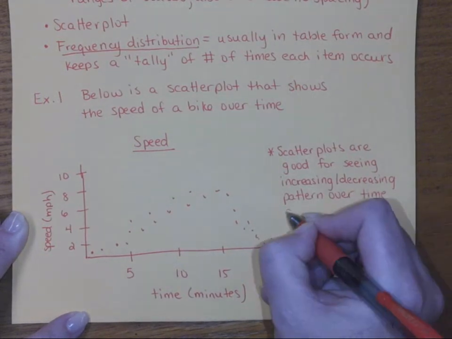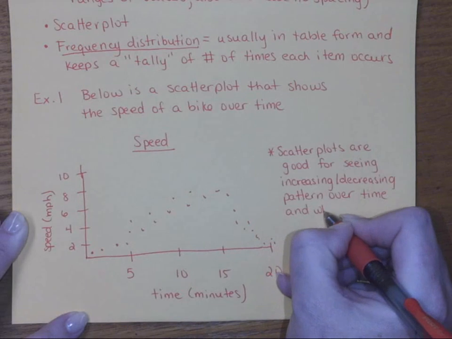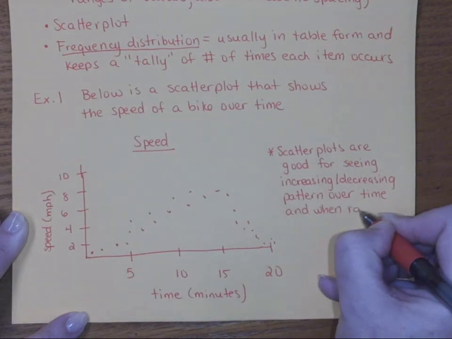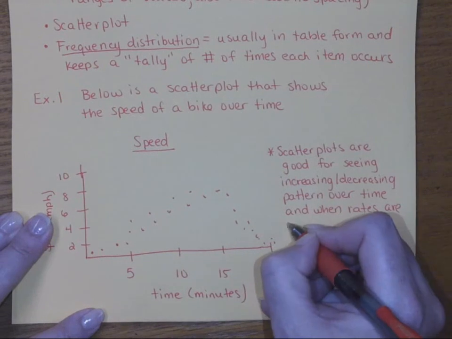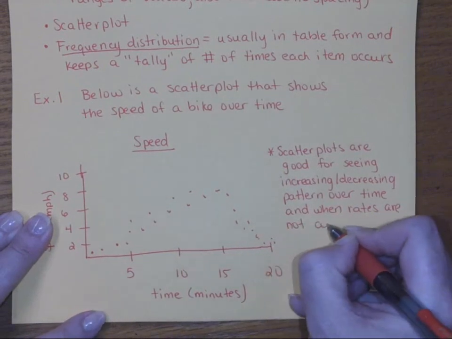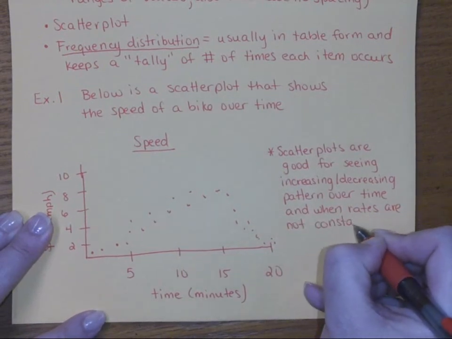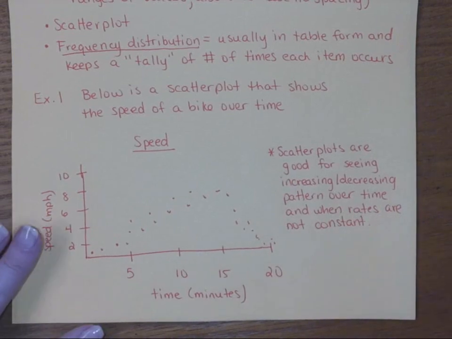They're also good for when rates are not constant. So notice this person's not just riding their bike and staying at a constant speed. They're actually speeding up, and then they slow down and stop eventually.